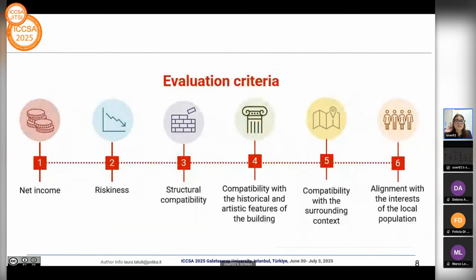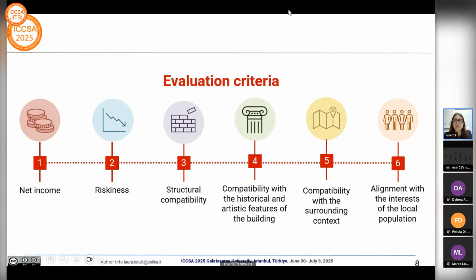So these are the evaluation criteria that were considered. We have the net income, which is defined as the difference between the total revenues that are expected by the implementation of the alternative analyzed, and all the expenses necessary to have the reconversion intervention.